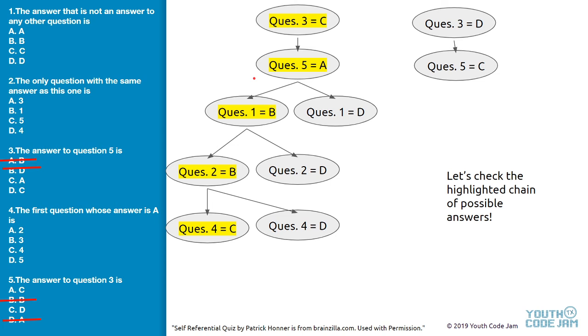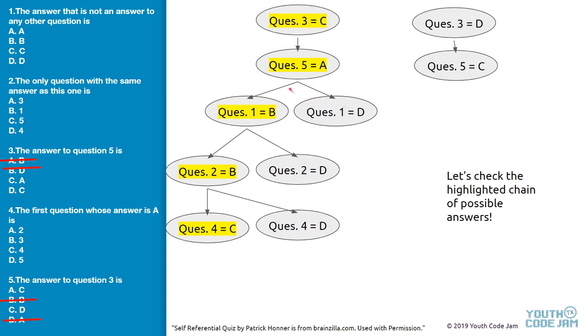So we're going to go down the row, and if you look at this chain, it has the answer guesses for questions 1 through 5 each once. And if that doesn't work, we could try tracing a different path down the tree. So we could go 1, 2, 3, 4, 5.